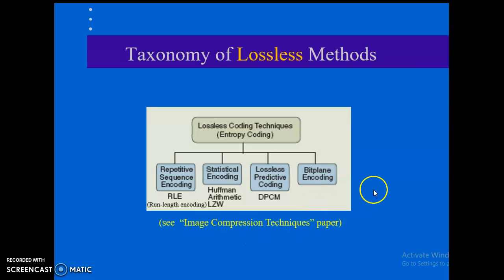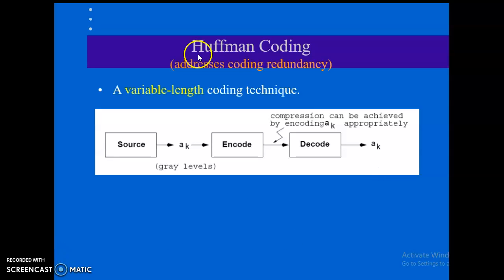Image compression techniques. Huffman coding addresses coding redundancy. It is a variable length coding technique. Source output, that is gray levels A K. It is encoding. After encoding, compression can be achieved by encoding AK appropriately. Then decode, the same result will come. Encode, decode. Enable the code, disable the code. We can say like this.